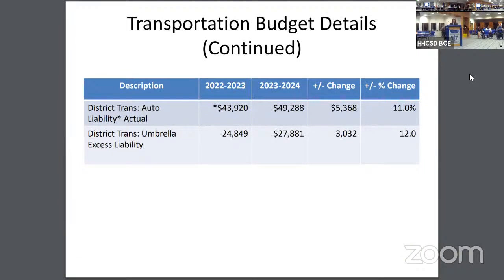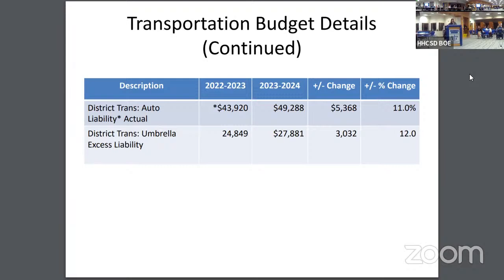Our insurance. So NYSIR is telling us that we should look for about an 11 or 12% increase. So that's why you're seeing those numbers there. So it's increasing by $5,368, which is an 11% increase. And then our umbrella excess liability is another $3,032, so that's a 12% increase.